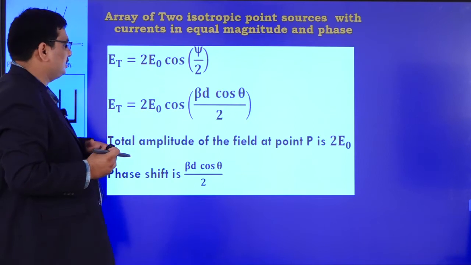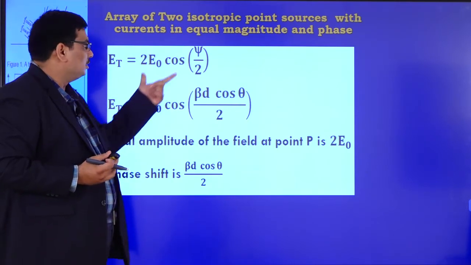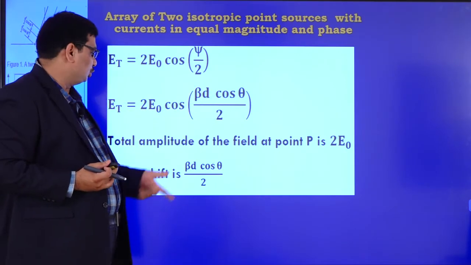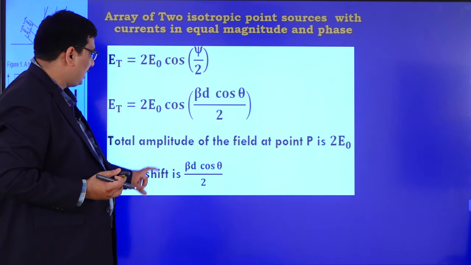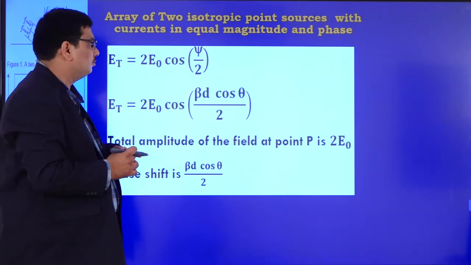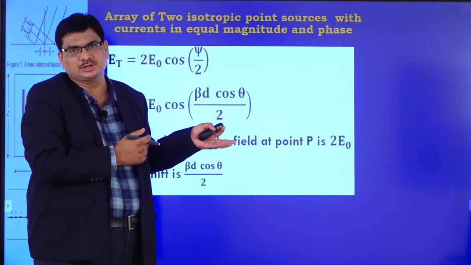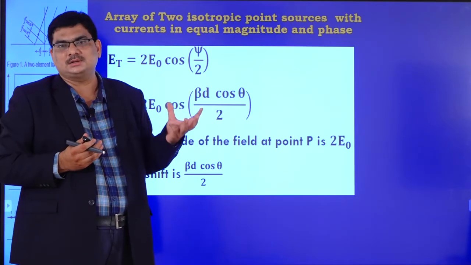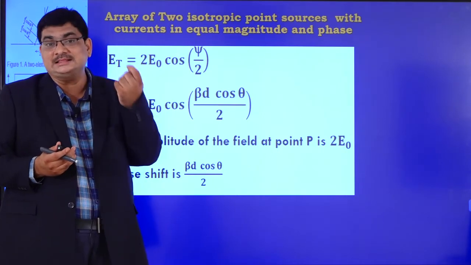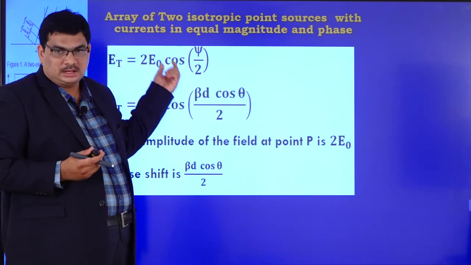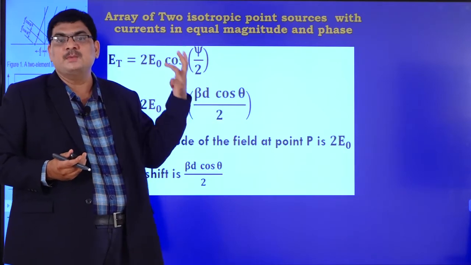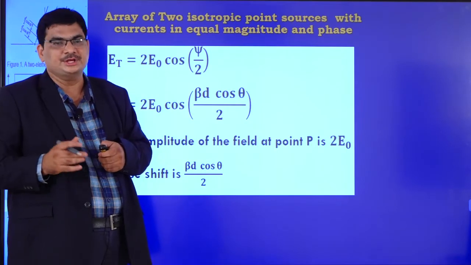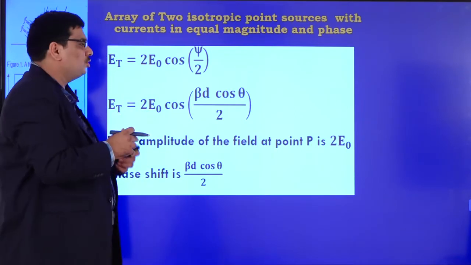So, this is our equation, and from this equation we substitute the psi value. So, 2 E naught into cos of beta d cos theta by 2. This is the total amplitude term and this is the total phase term. Now, after getting this equation, we have to find in which direction we get the maxima of the radiation field, the minima of the radiation field, and the half power of the radiation field. These three we have to find out.